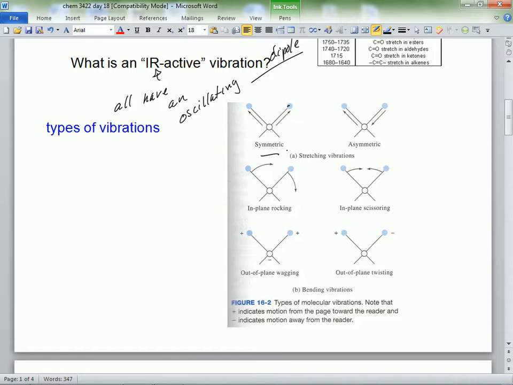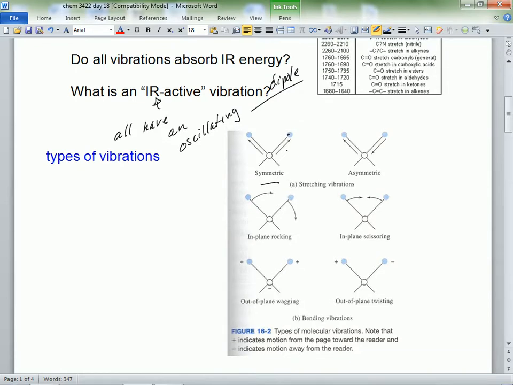I'm sorry, my question is, when it asks what is an IR active vibration, is that determined by asymmetric bond movement? No. The answer is right here. It works every time. I mean, your answer could work, but there might be special cases where that answer is wrong. So this answer always works to describe an IR active vibration: have an oscillating dipole. And you'll be able to picture this when I start showing you some vibrations. But right now, you just have to take that as the answer.